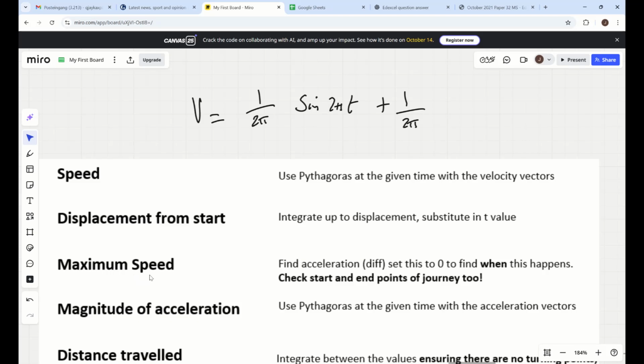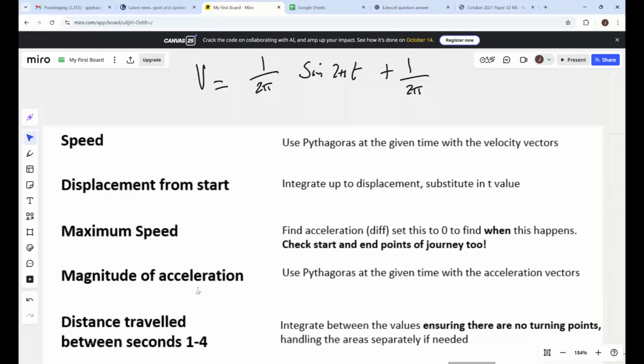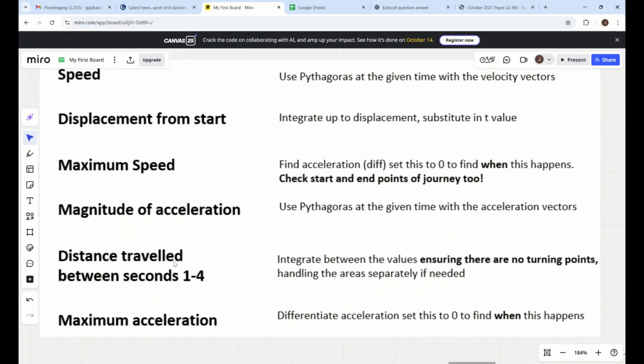So there's the maximum of something. It implies that the acceleration is about to make it go the other way. If there's a maximum, it means something's going to get slower afterwards, for example. So that's another way you could have done that. Magnitude of acceleration we talked about as well. Distance traveled between 1 and 4 seconds. So that would be something where you would want to integrate. You'd want to use 4 and 1 as your limits.